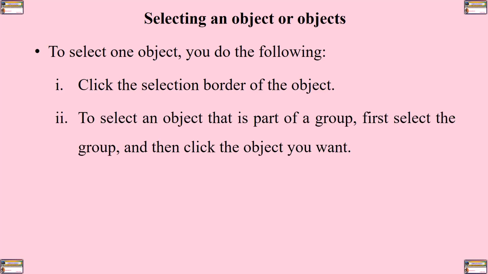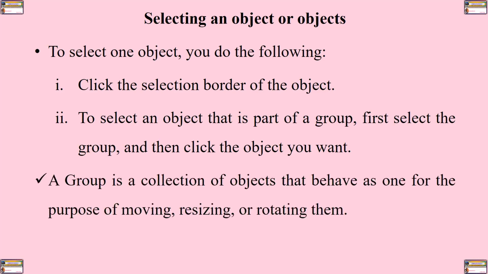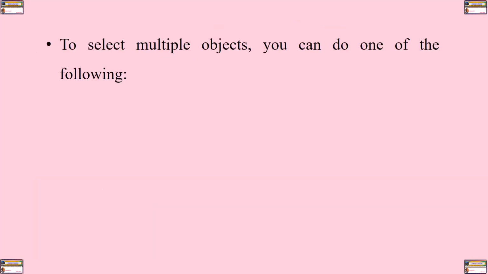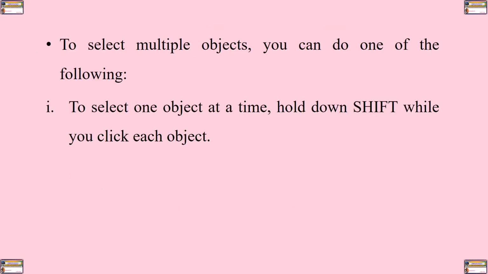To select an object that is part of a group, first select the group and then click the object that you want. A group is a collection of objects that behave as one for the purpose of moving, resizing, or rotating them. A group can be composed of multiple sets of groups. To select multiple objects, you can do one of the following.